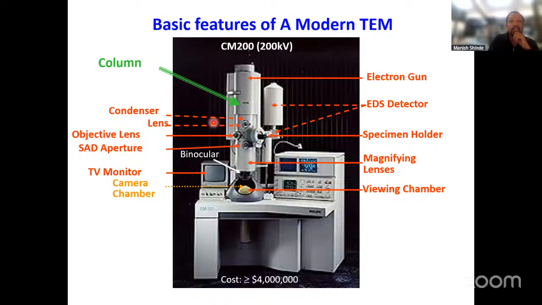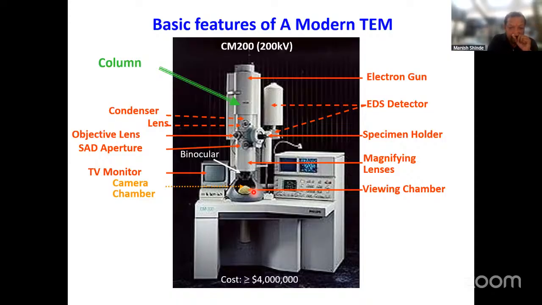So these are the basic features of a modern TEM, transmission electron microscope. This is the column. At the top of the column, there is an electron gun from which the electron beam is generated. Then there is a lens system in between. The lenses, as I told you, are basically electromagnetic lenses: condenser lens, objective lens. Then there is a sample holder, specimen holder, in between. And here you get the magnified image. This is basically the viewing chamber where you get the image.